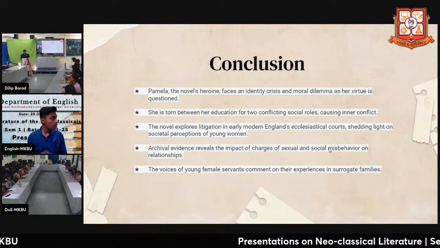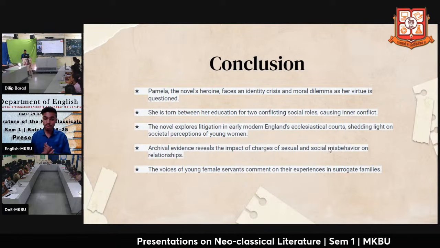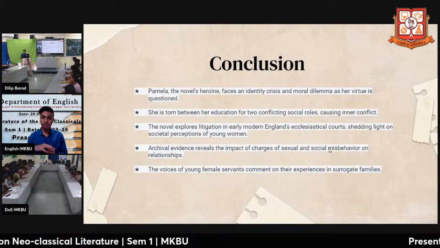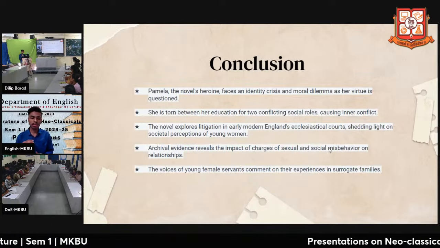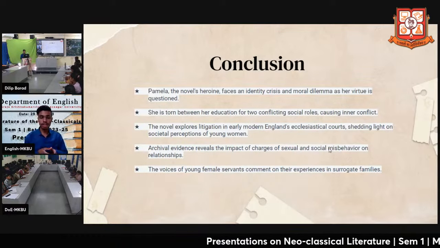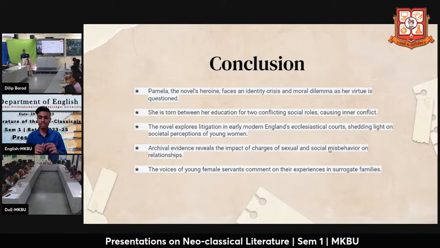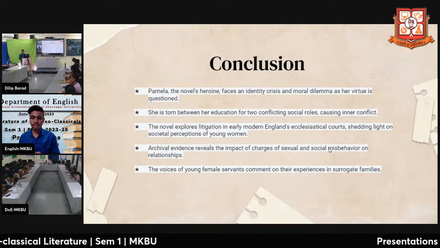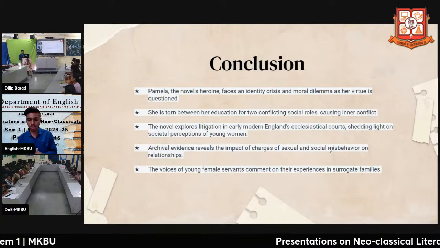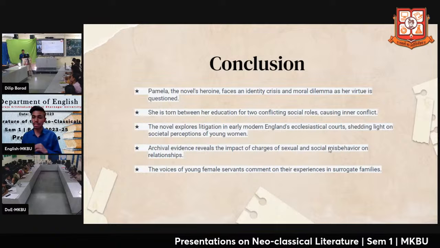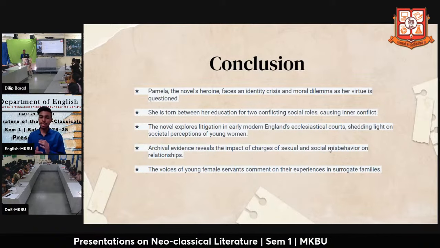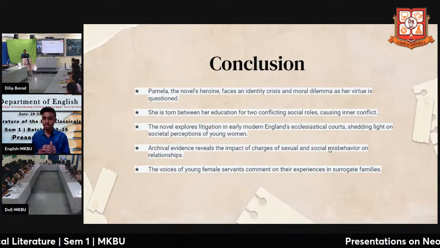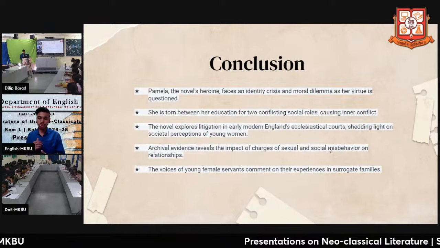So now we come to the conclusion. As I said, Pamela is a novel of heroic faith, identity crisis and moral dilemma as her virtue is questioned. Pamela does not know what she is doing, and she asks herself whether it is okay to be here or not. She is torn between her education and two conflicting social roles, causing inner conflict. Her education is still in her mind, and she is thinking whether it is a good or bad thing. So we can find the inner conflict.